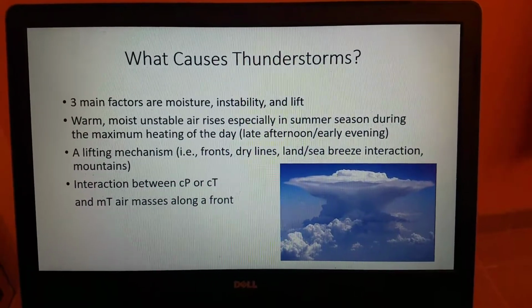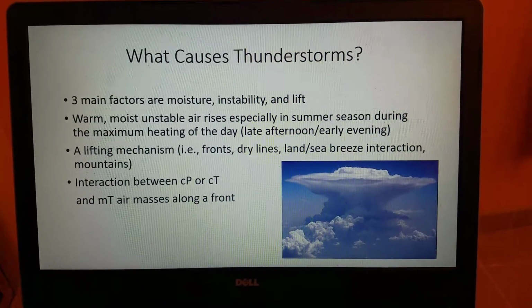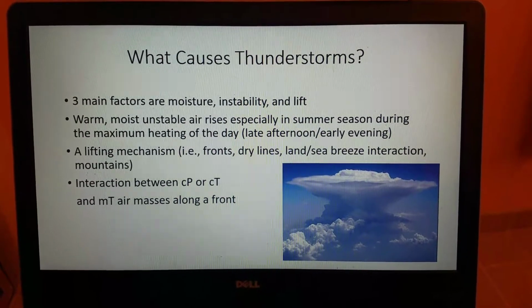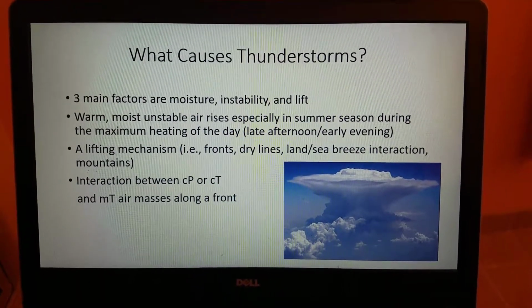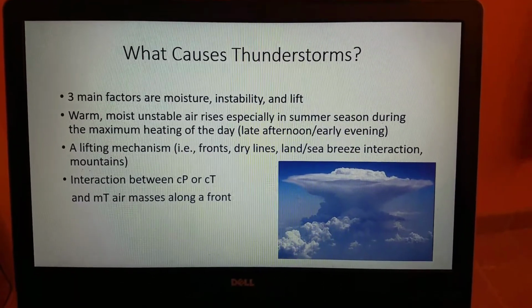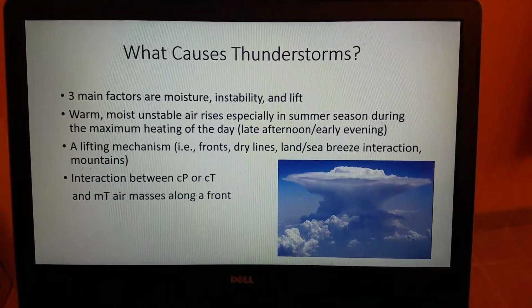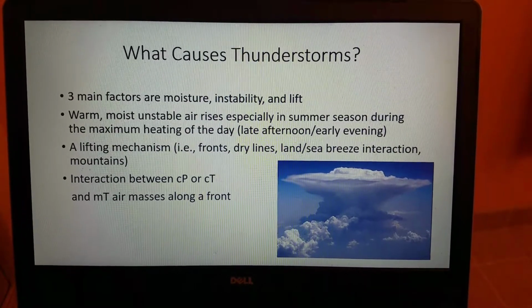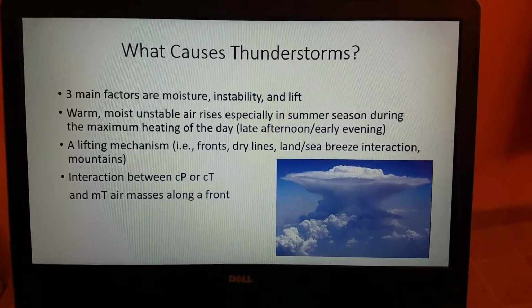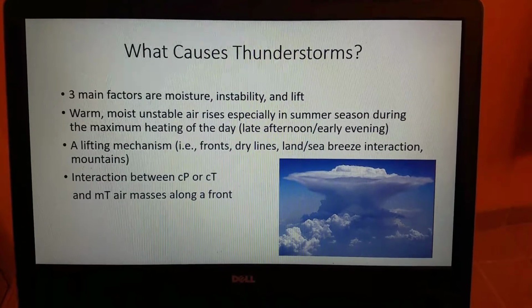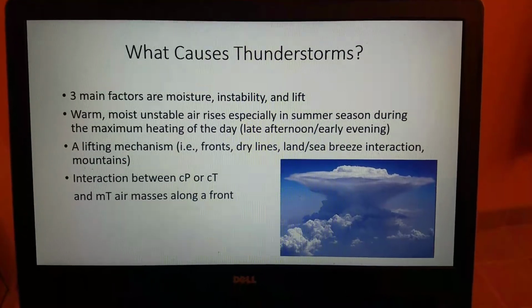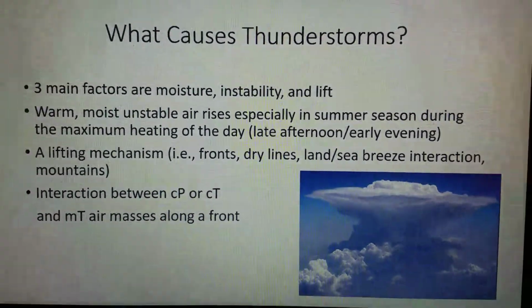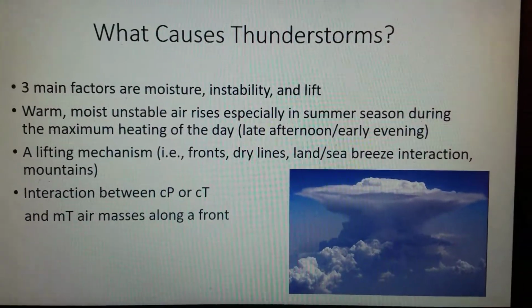The first thing I'm going to talk about is what causes thunderstorms. Well, there are three main factors. And these factors are moisture. You need a lot of moisture in the low levels of the atmosphere. You need instability, which is basically a situation in which air is going to want to rise, or is positively buoyant. And then you also need some sort of lifting mechanism to get that warm, moist air aloft.